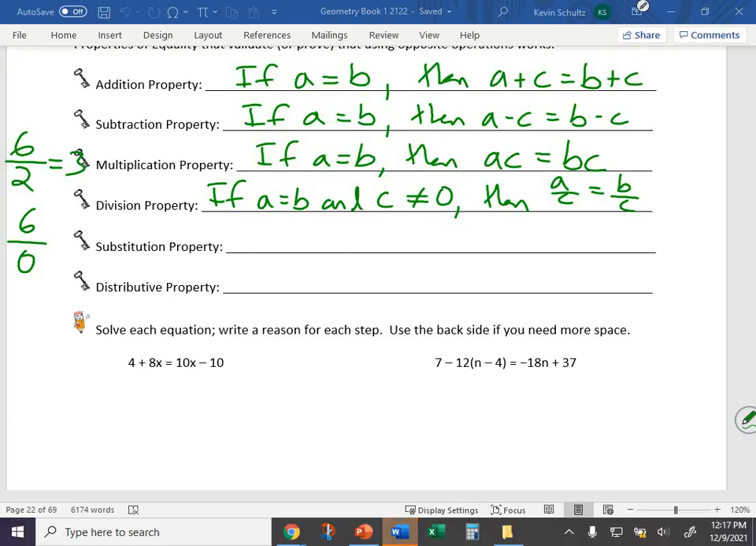The least number of groups you can have is 1 group, right? If you don't break it up, you still have the whole thing. So it is mathematically illegal to divide by 0, which is why we have this extra caveat here. If A is B, as long as C is not 0, then we're good.